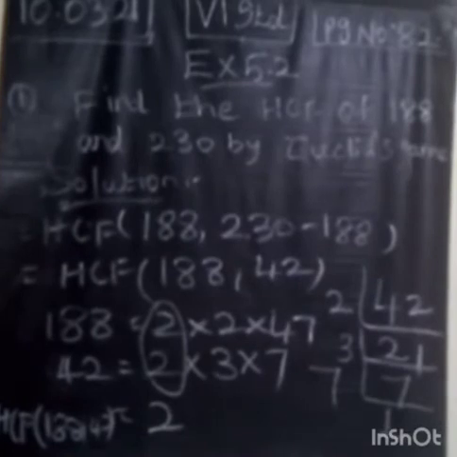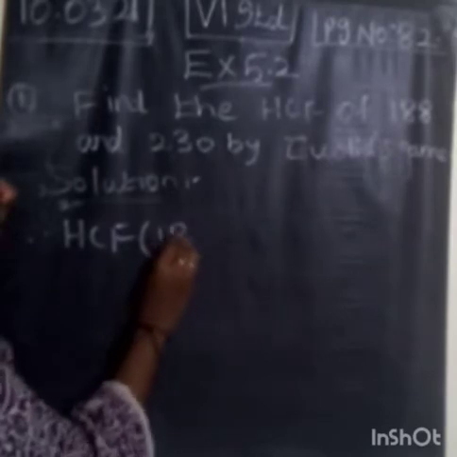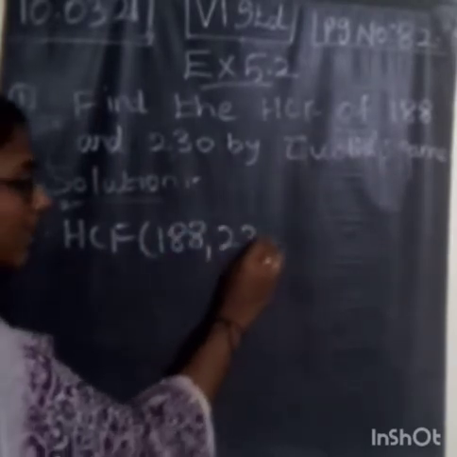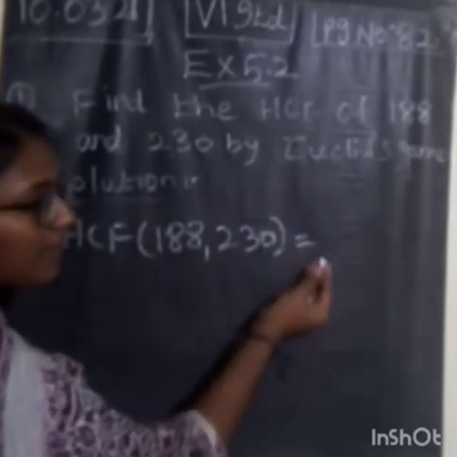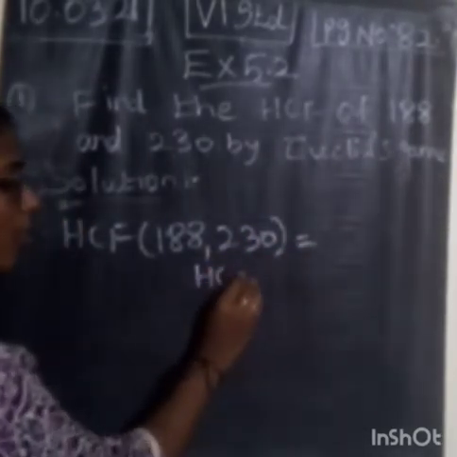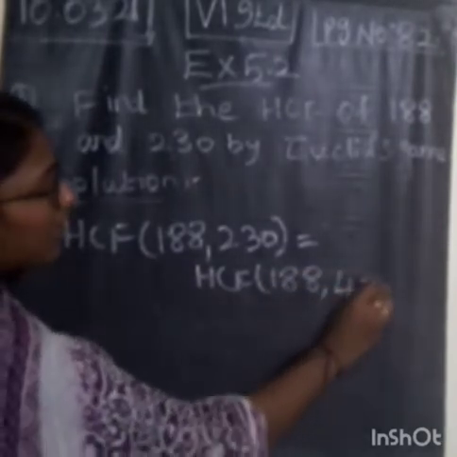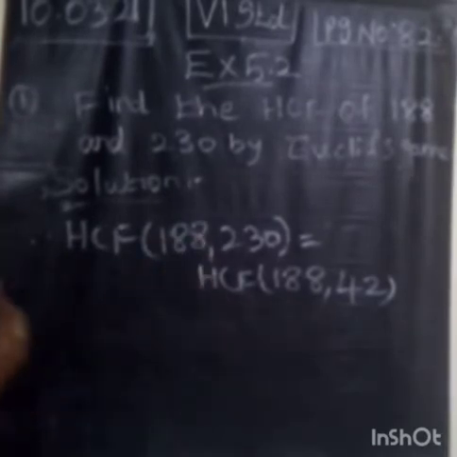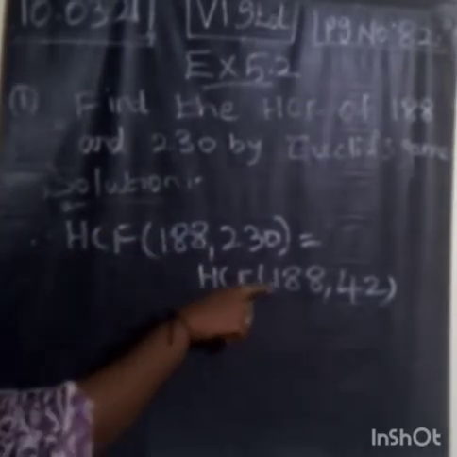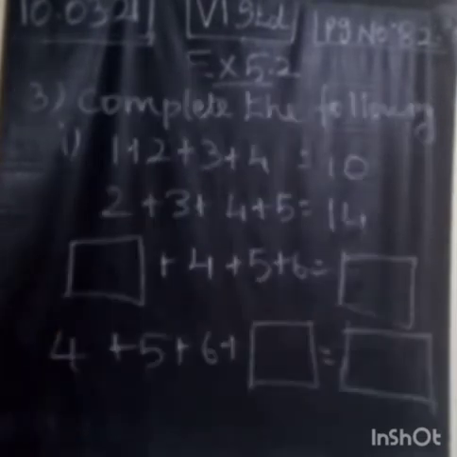Therefore, HCF of 188 comma 230 is the same as HCF of 188 comma 42, because HCF of 188 comma 230 equals 2 and HCF of 188 comma 42 equals 2. So both are the same. Next, we will move on to question number 3.